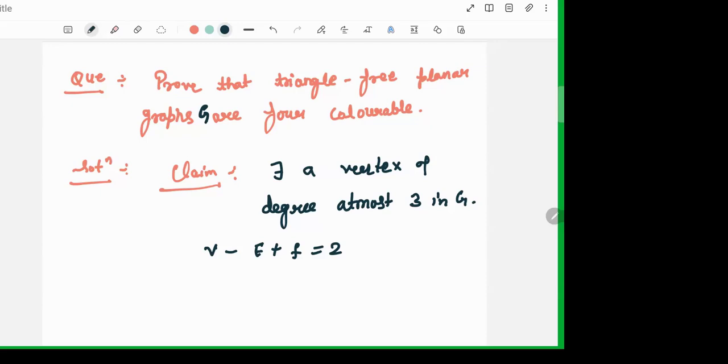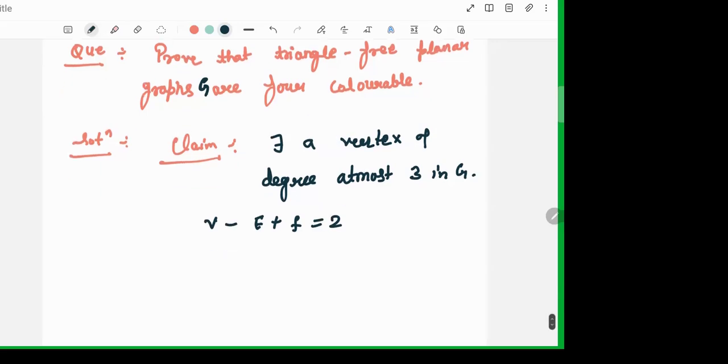Go for contradiction. Suppose every vertex has degree greater than 3, that means every vertex has degree at least 4. So that means the minimum degree delta of G is at least 4, right? So what will happen?